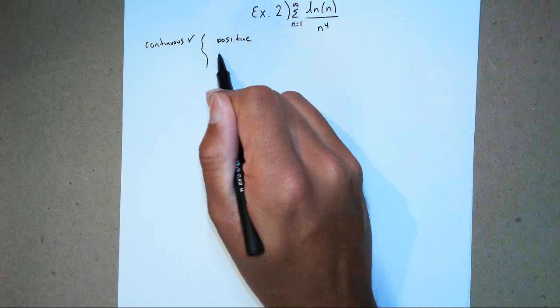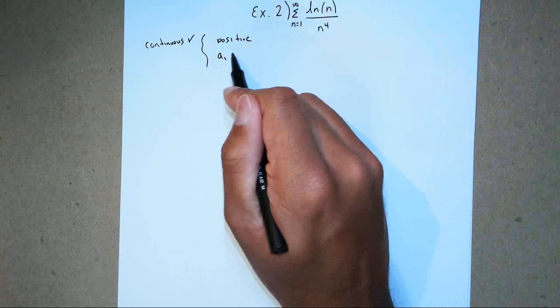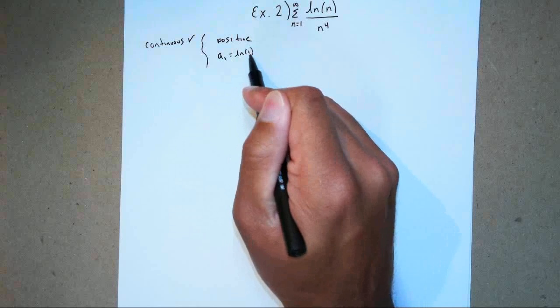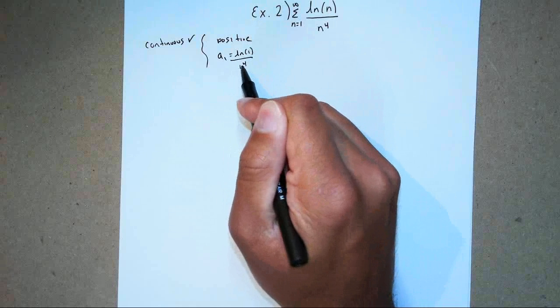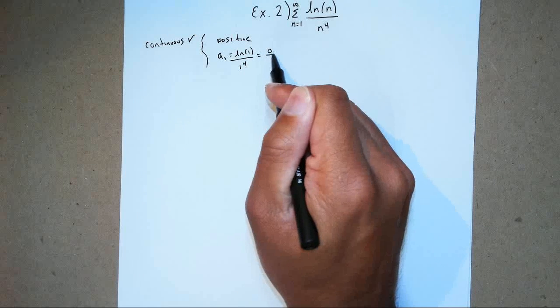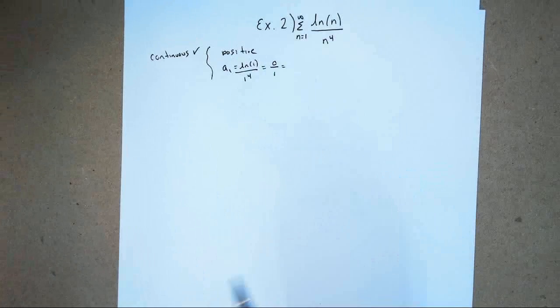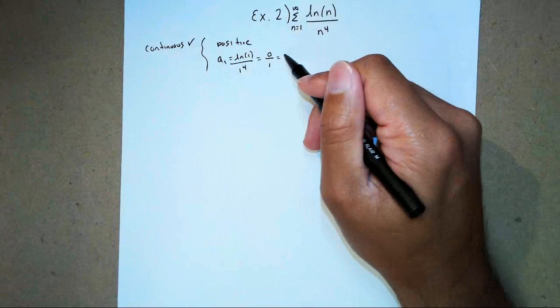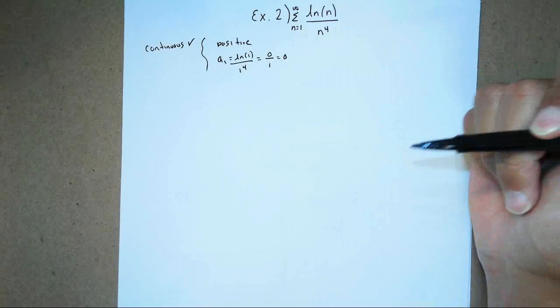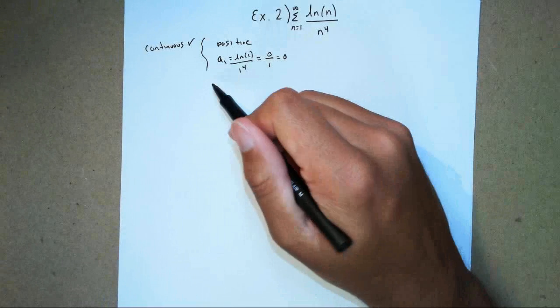Well, I can always plug in my first term. When I plug in 1, I'm going to get ln of 1 over 1 to the fourth. But if you notice, ln of 1 is 0 over 1. That is not a positive number. That actually gives me 0. So as of right now, it doesn't check out. So then I have to figure out the number that this is going to check out for. So let's just plug in the second term.